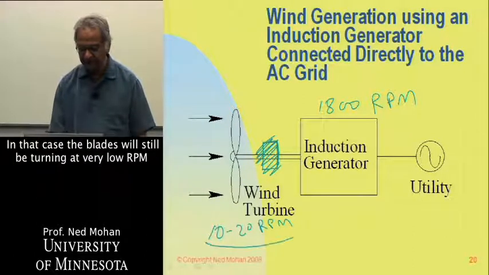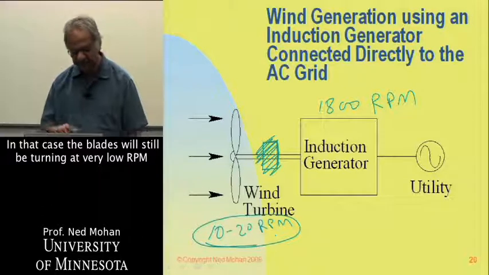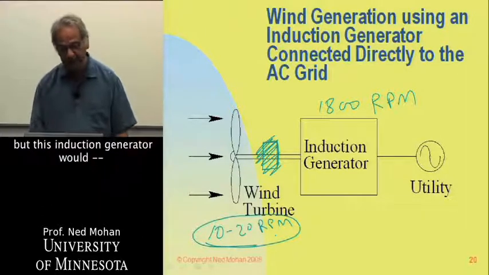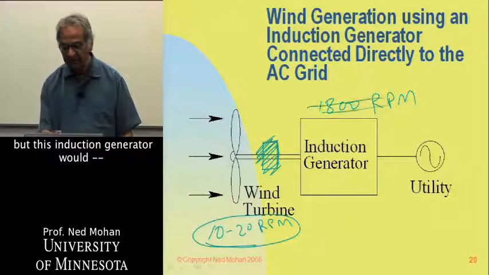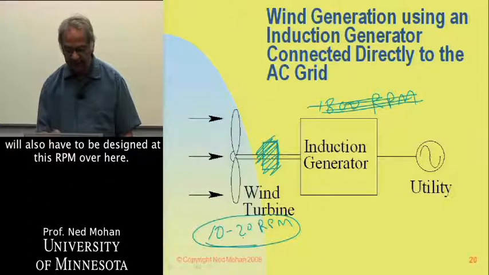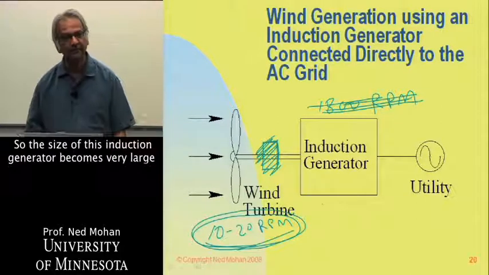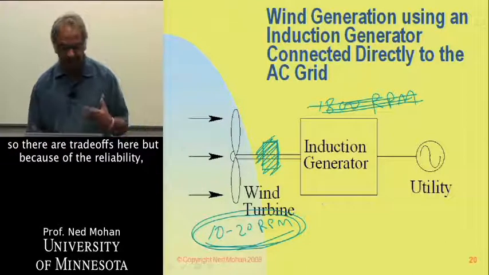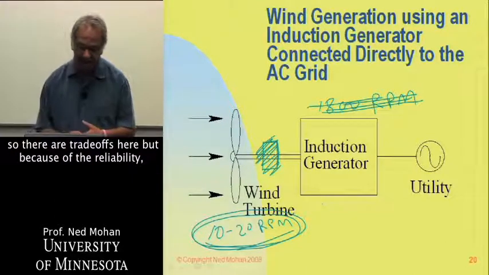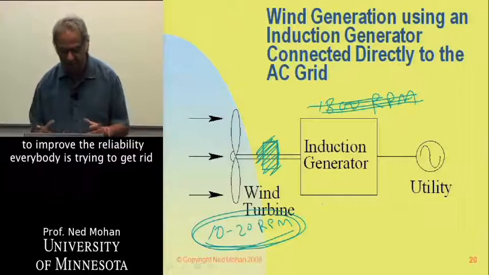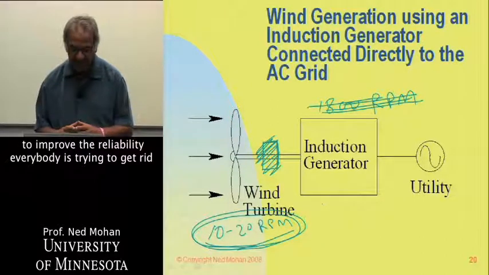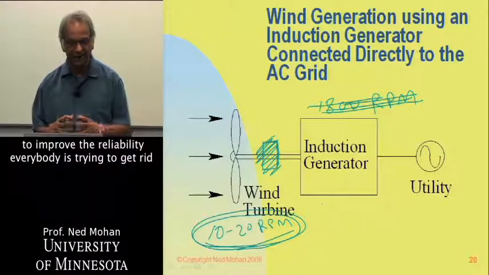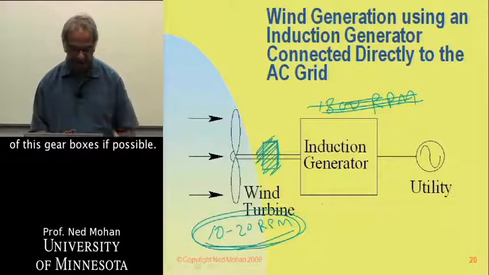In that case, the blades will still be turning at very low RPM, but this induction generator will also have to be designed at this RPM over here. So the size of this induction generator becomes very large. So there are trade-offs here. But because of the reliability, to improve the reliability, everybody is trying to get rid of these gearboxes if possible.